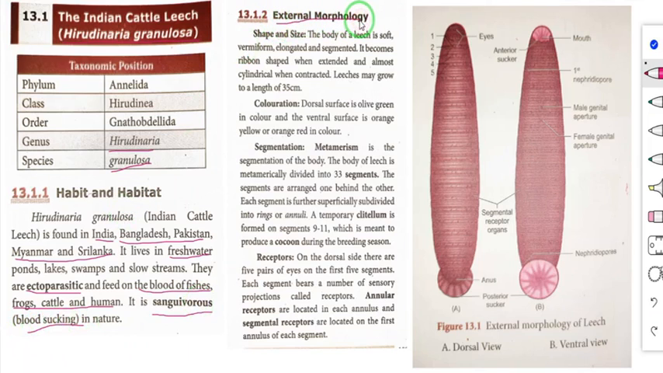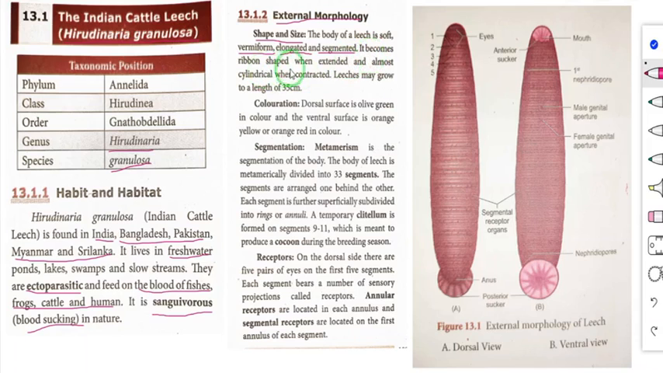Okay, so next one is external morphology of leech, its appearance. First one, shape and size. The body of leech is very soft, vermiform. Vermiform means worm-like structure, elongated and segmented. So the body is soft, vermiform, elongated and segmented.